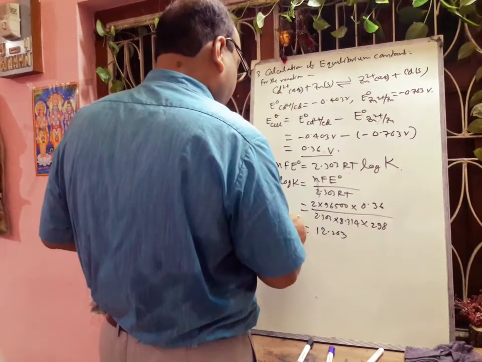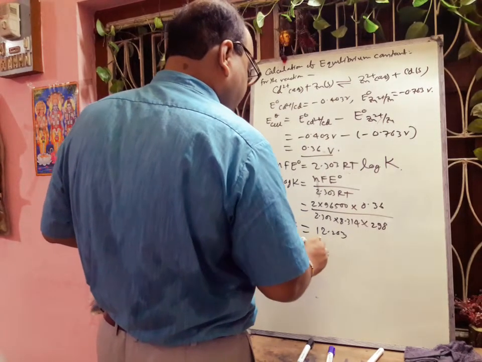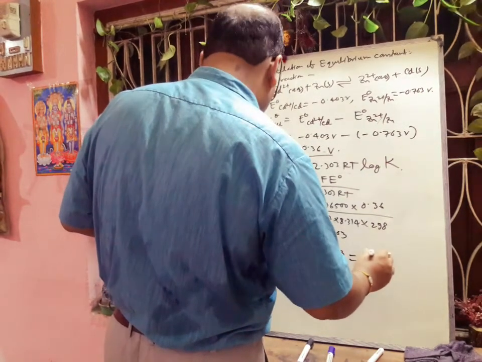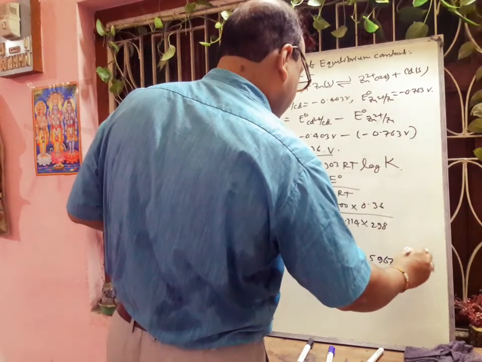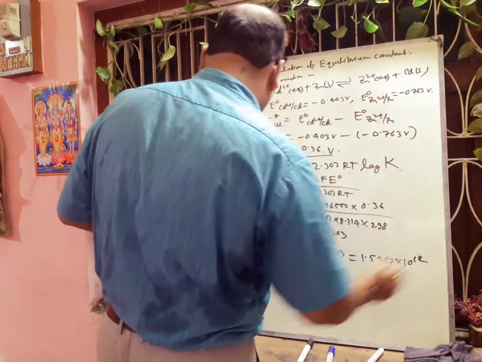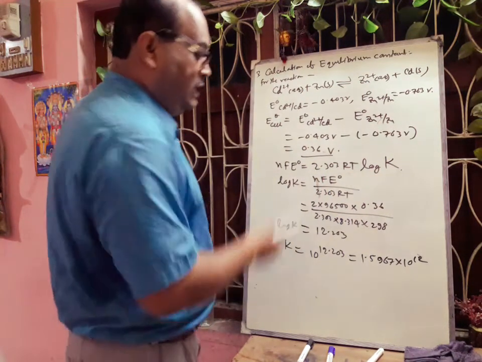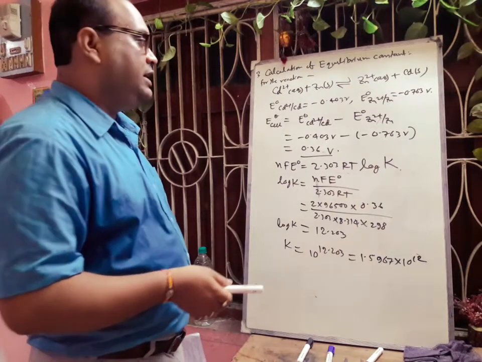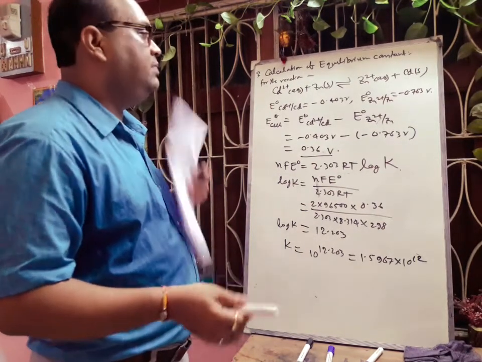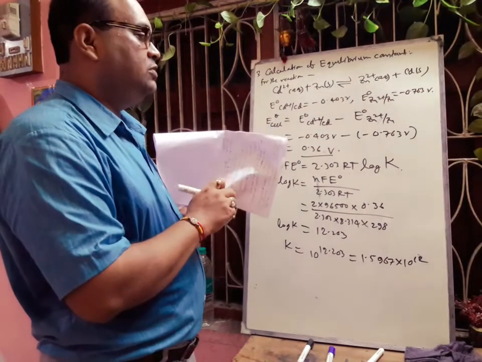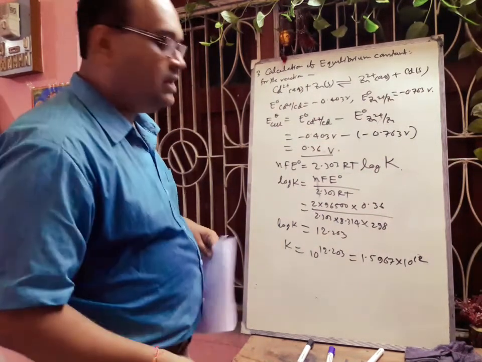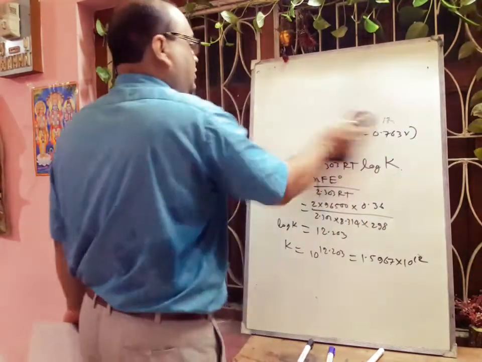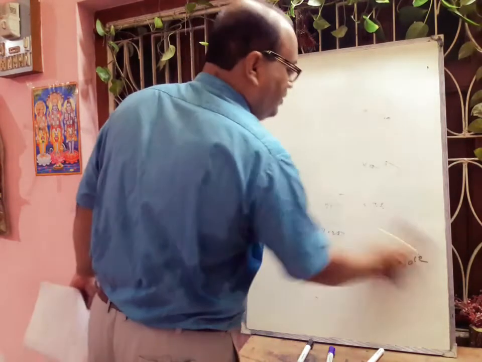So this is nothing but log K. If we want to calculate K, it will be 10 to the power 12.203. If we calculate, we will get 1.5967 into 10 to the power 12. So that will be the equilibrium constant of this reaction. In this way we can easily calculate the K value with the help of this equation, nFE0 equals 2.303 RT log K. This is also one of the applications of the Nernst equation. So I am showing you different types of problems that may come in your exam, and you have to practice all problems from your book.